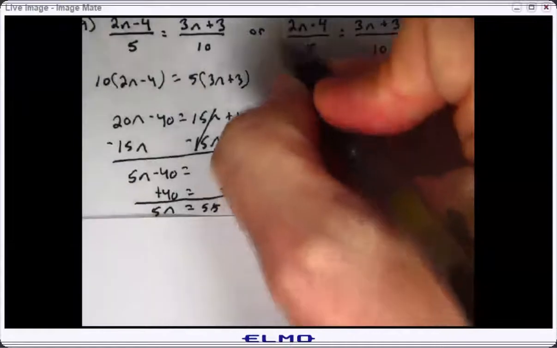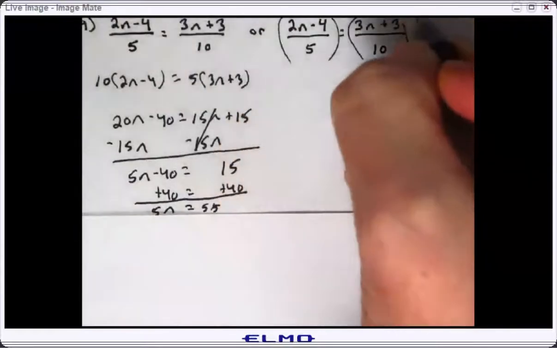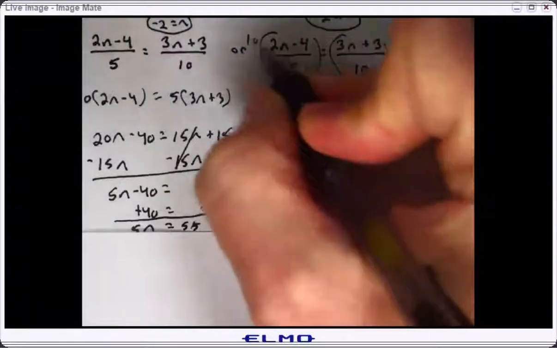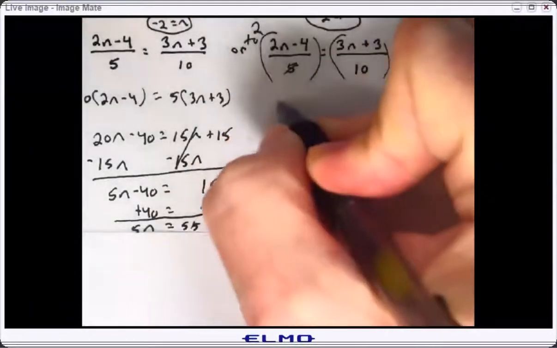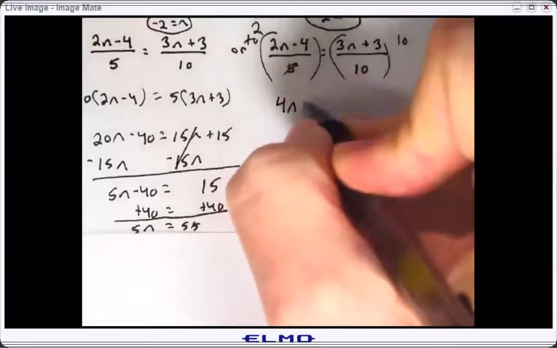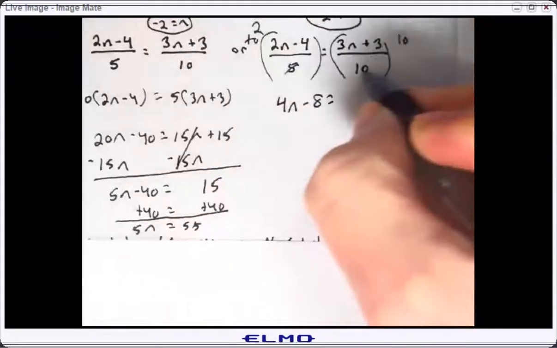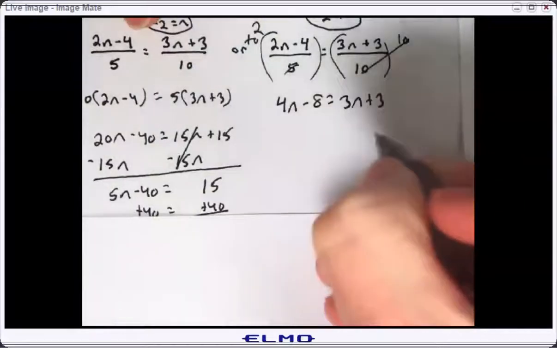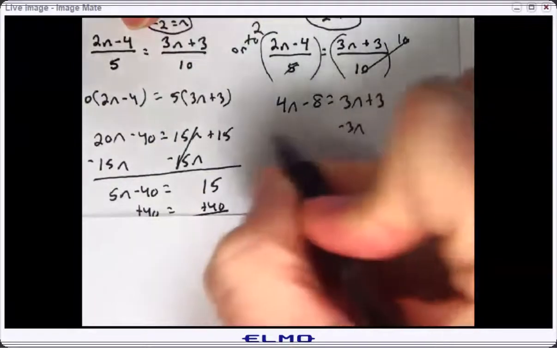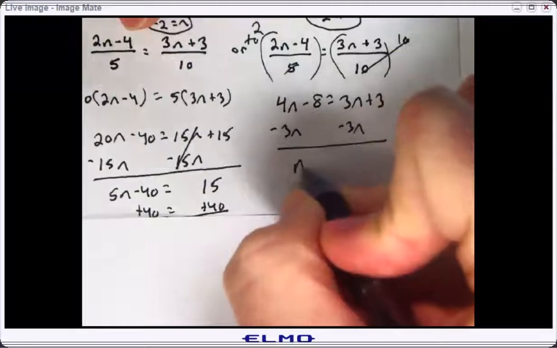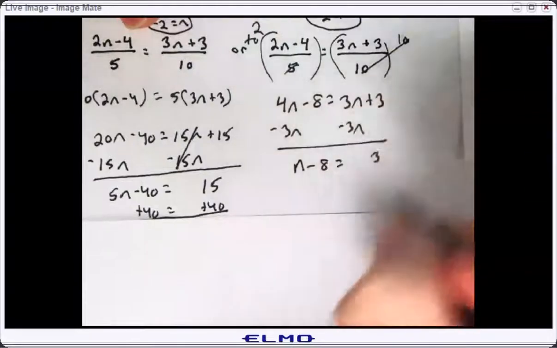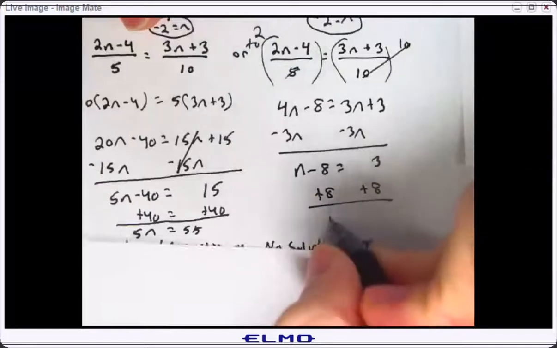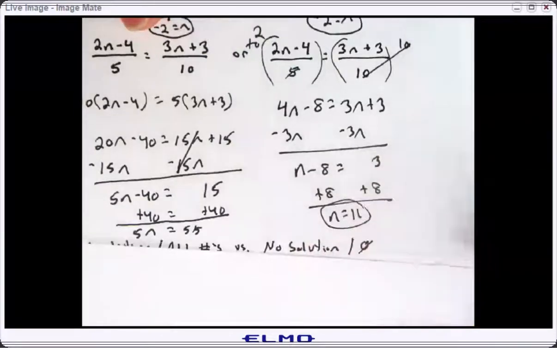And if I had multiplied both sides by the least common denominator, which is 10, 10 over 5 simplifies to 2 over 1. 2 times 2n is 4n. 2 times negative 4 is negative 8. My 10s cancel out over here and leave me with 3n plus 3. Subtract 3n from both sides. Gives you n minus 8 equals 3. To get rid of minus 8, you plus 8 to both sides. And you get n equals 11.